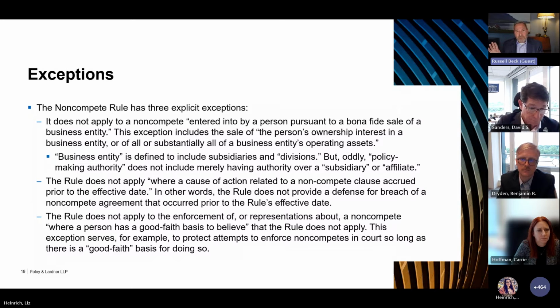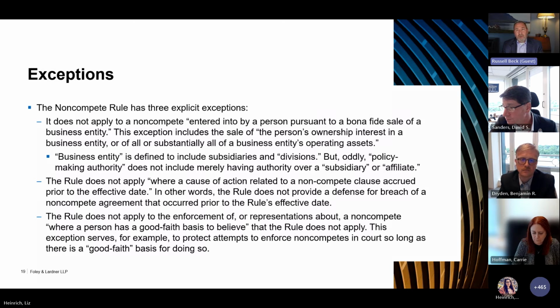There was a change. If you're familiar with the notice of proposed rulemaking, you may remember that there was a 25% threshold. You had to own at least 25% of the stock. That is no longer the case. Just any bona fide sale. The ban also does not apply where a cause of action related to a non-compete clause accrued prior to the effective date. So if by September 4th, any day prior to that, you're already in the middle of litigation or a new claim arises, somebody goes out and breaches an existing non-compete, you will be able to pursue them for that. That is not what the FTC is targeting.